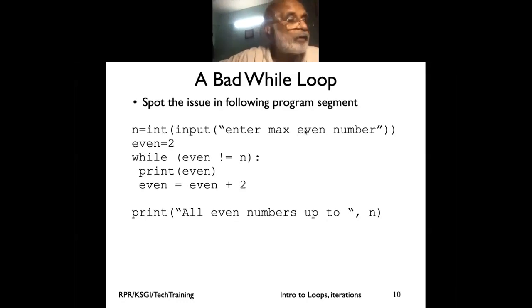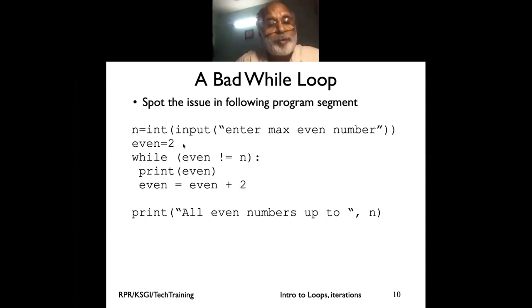The user may give wrong data, and it is your responsibility as a programmer to make sure that your data is correct. If the data is invalid, you reject it. Before you even proceed, you should check: is it an even number or not? Or I should change my condition: I start with 2, and as long as even is less than n, the loop works fine.